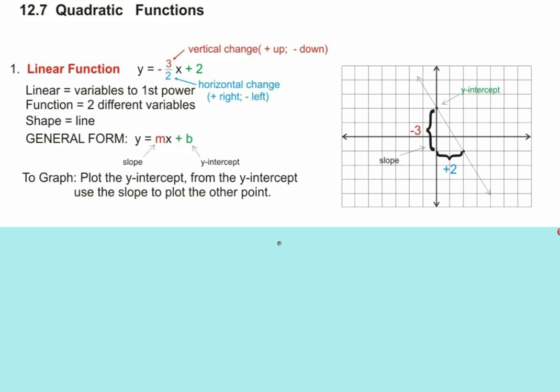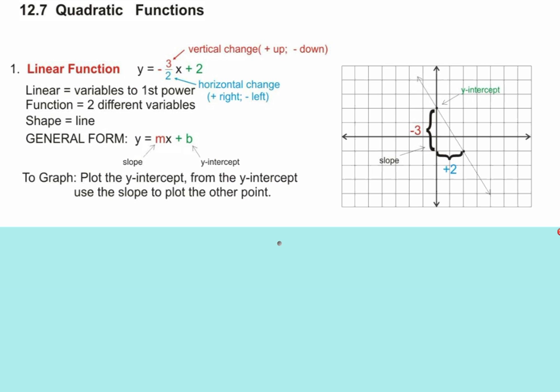Remember, it's a function if there's two different variables. If you have an x variable and a y variable, it's a function. If you have an r variable and an s variable, it's a function. If you have a t variable and a q variable, it's a function. If you had only one variable, it would be an equation. There's nothing to graph. It's a point. But with two variables, now we have a whole infinite number of solutions.